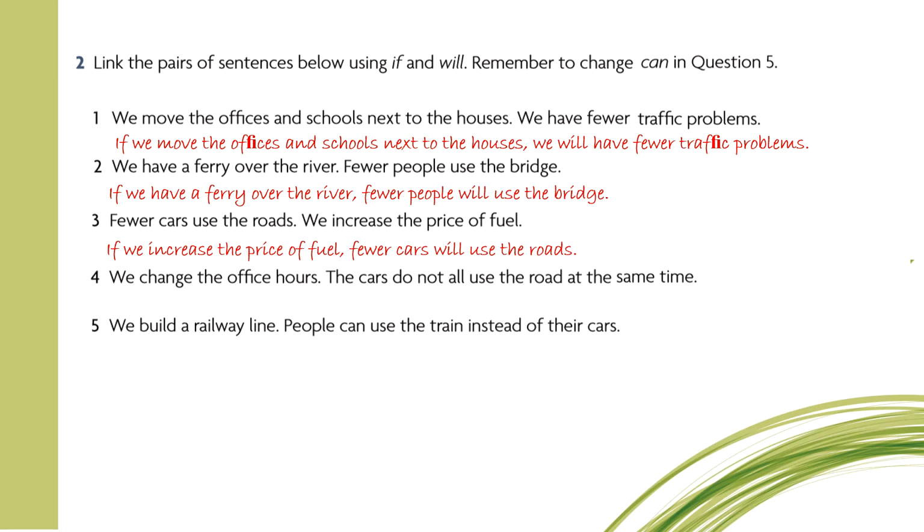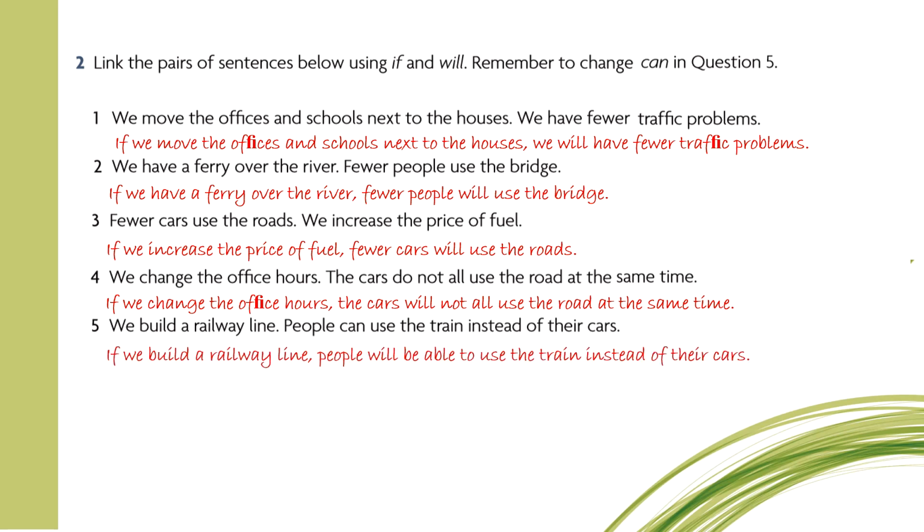Number 4. We change the office hours. The cars do not all use the road at the same time. And the conditional sentence is: if we change the office hours, the cars will not all use the roads at the same time. And number 5, we build a railway line, people can use the train instead of their cars. And the conditional sentence is, if we build a railway line, people will be able to use the train instead of their cars.